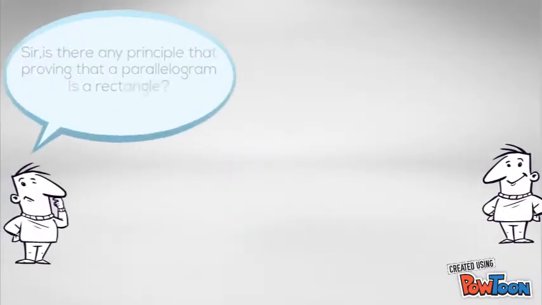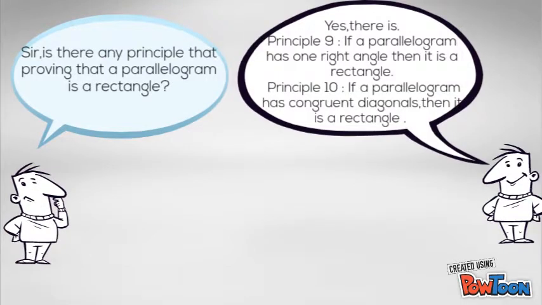Sir, is there any principle for proving that a parallelogram is a rectangle? Yes, there is. Principle 9. If a parallelogram has 1 right angle, then it is a rectangle. Principle 10. If a parallelogram has congruent diagonals, then it is a rectangle.